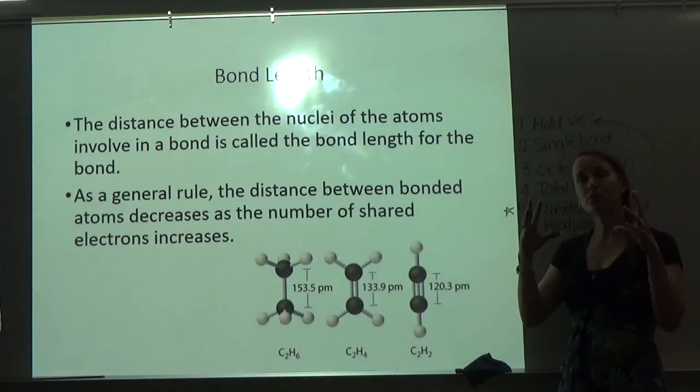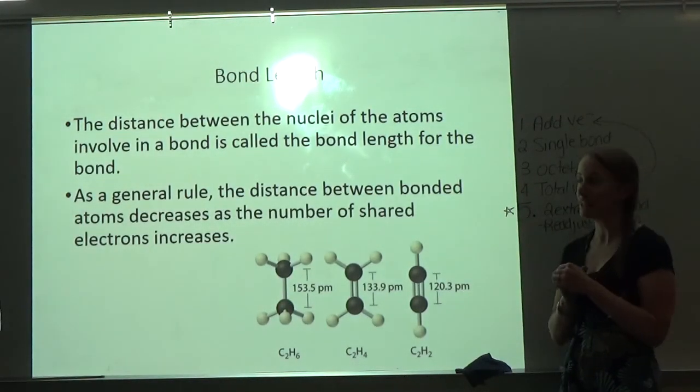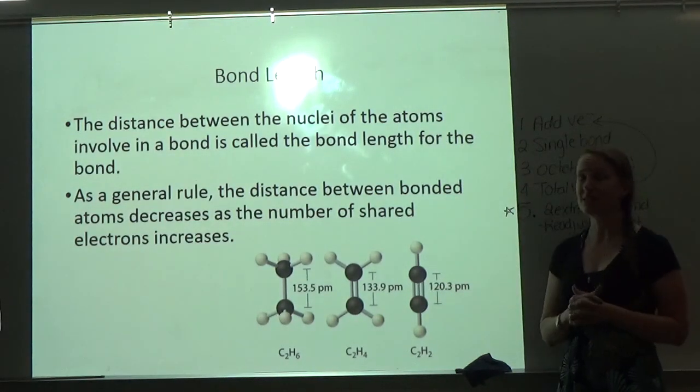The thing about those bonds is the more bonds they have, the closer it holds those two atoms together. So our bond length decreases as the number of bonds increases.